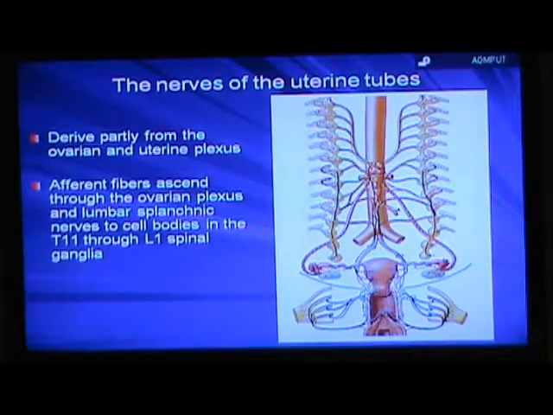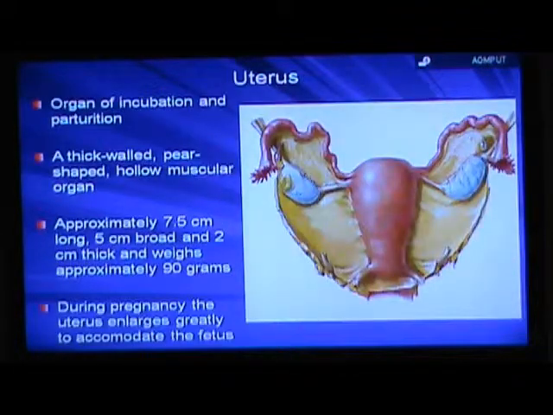The nerves of the uterine tube derive partly from the ovarian and uterine plexus. So from both plexuses, afferent fibers ascend through the ovarian plexus and the lumbar splanchnic nerves to the cell bodies in the T11 through L1 spinal ganglia. So for the ovary it was T10, T11, here T11, L1 spinal ganglia.